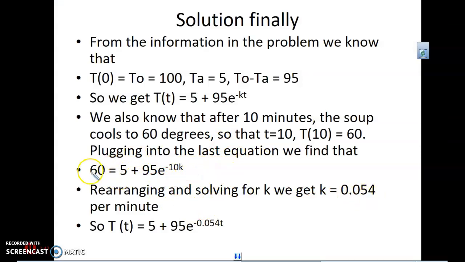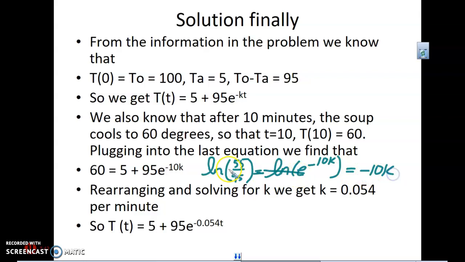calculation. Again, you're going to subtract the 5 over, divide the 95. Then you're going to take the natural log of both sides. So that'll be the natural log of 55 divided by 95 equals the natural log of e to the negative 10k. So when you hit that natural log, you get whatever number there. I don't have a calculator in front of me. And then that'll get rid of that, and so it'll be equal to negative 10k. You take whatever you get here, divide it by negative 10, and then you should get your k there.